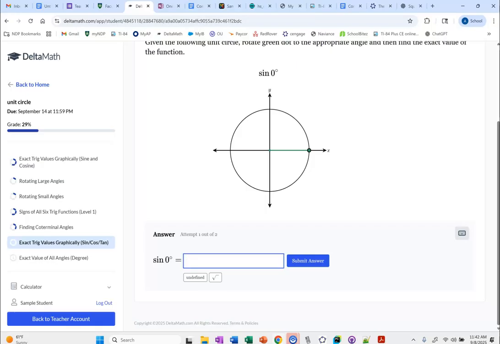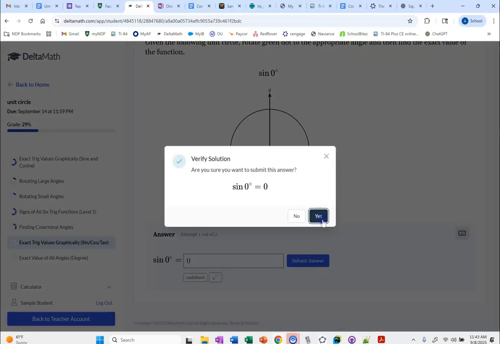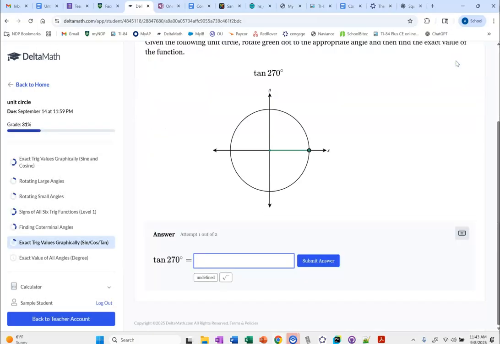All right, sine of 0, well, it's already there, right? What's sine of 0 if I look at my unit circle? Sine is the y coordinate, which is 0. Tangent of 270. Okay, did you find 270 on your unit circle? Where's that at? Straight down, right? So we'll spin that there.